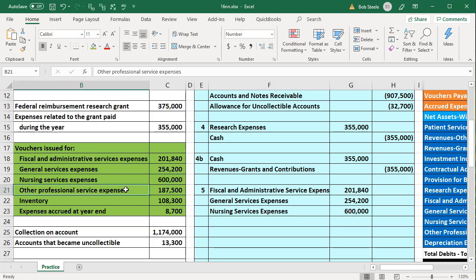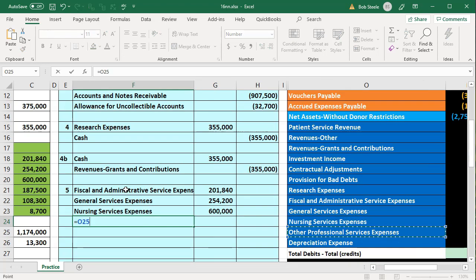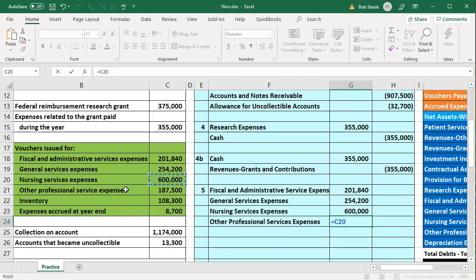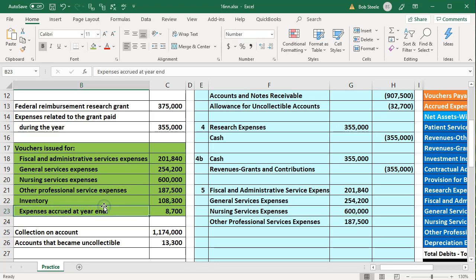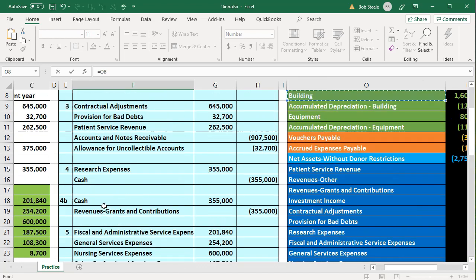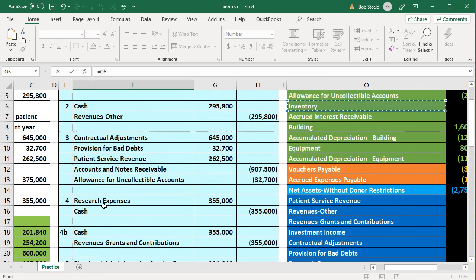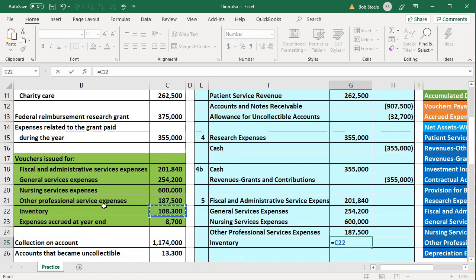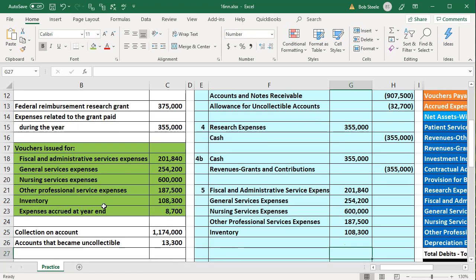Next, we have the other professional service expenses. So next item equals the other professional service expenses and enter. That's going to be equal to the amount of the $187,500 and enter. Then we have the inventory. So inventory, next account is going to be equal to, we'll scroll up to the inventory. So inventory and enter. That's going to be equal to the $807,300. And so that's going to be the inventory.